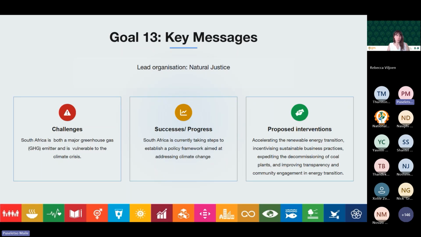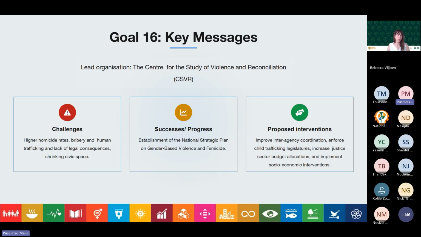Proposed interventions include accelerating the renewable energy transition, incentivizing sustainable business practices, expediting the decommissioning of coal plants, and improving transparency and community engagement in energy. Goal 16 was led by CSVF, the Center for the Study of Violence and Reconciliation.